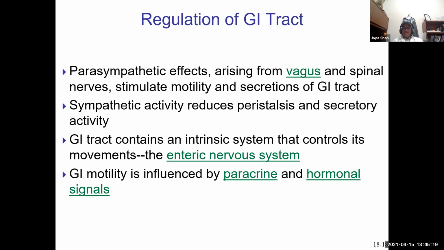GI motility is influenced by other hormonal and paracrine secretion signals. So paracrine secretion is like some chemical compound produced in a tissue by certain cells, but it works on other cells. That is called paracrine, okay? And some other hormones also influence the GI tract.